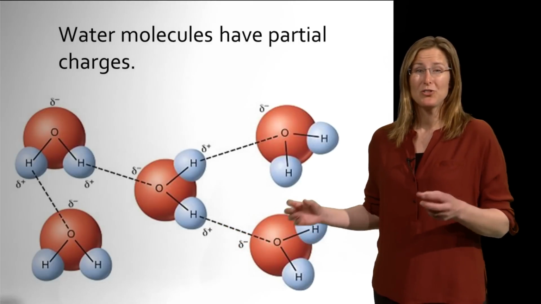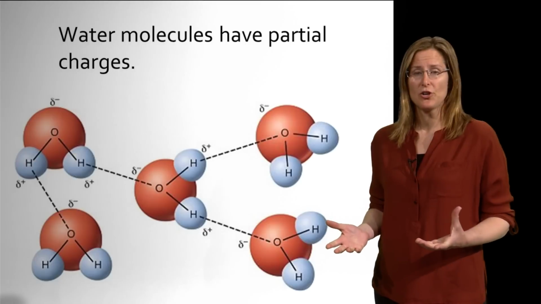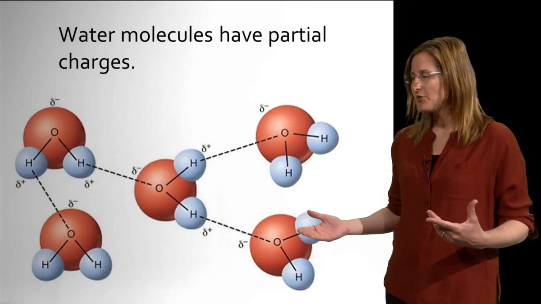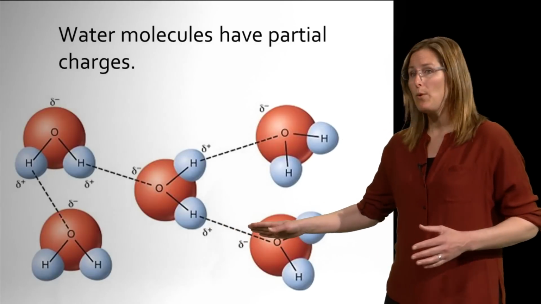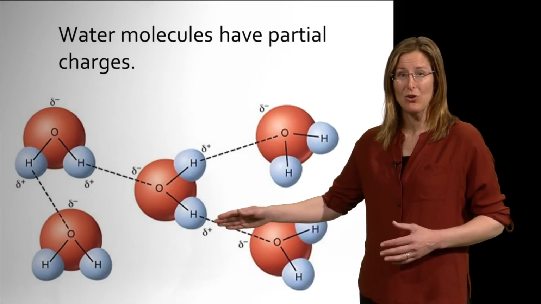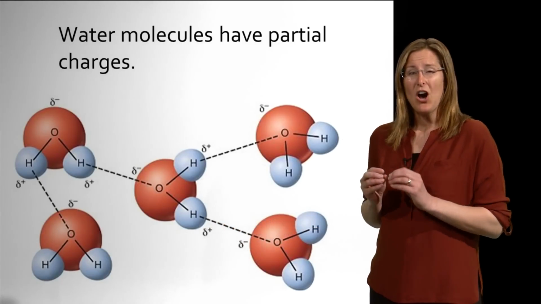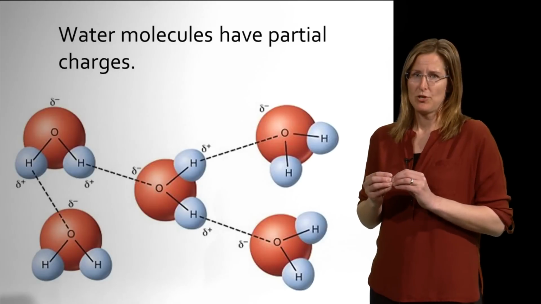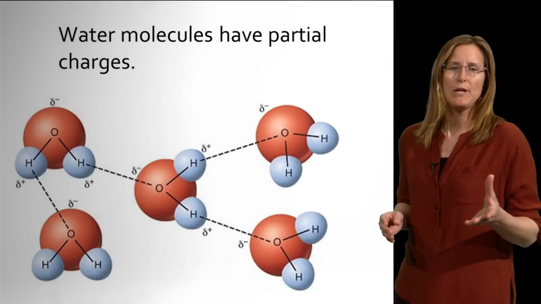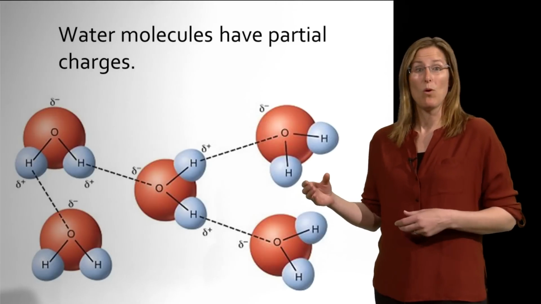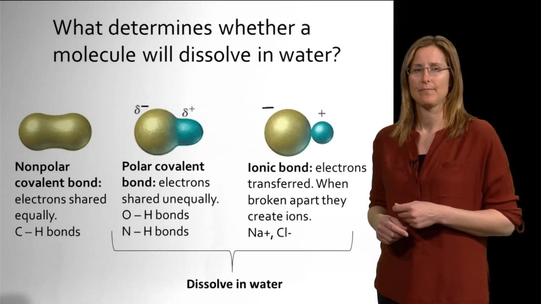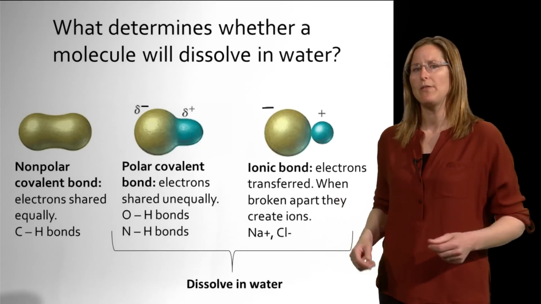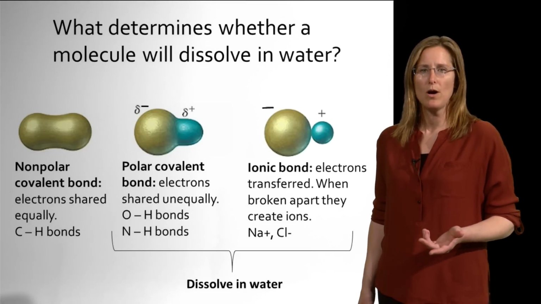When water molecules are near each other, the opposite charges attract. Negative oxygen atoms are attracted to positive hydrogen atoms. The weak hydrogen bond that results is constantly breaking and forming at room temperature. In fact, the bonds between water molecules in a glass of water will break and form every few trillionth of a second. So what determines whether a molecule will dissolve in water?